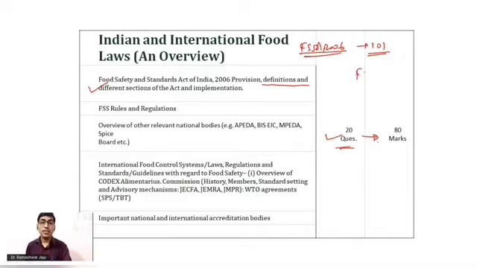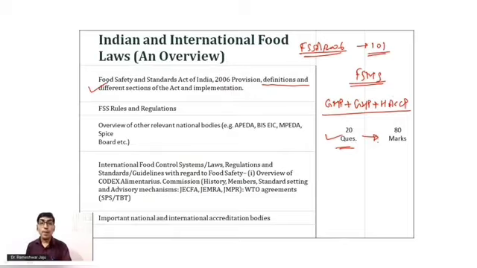When we say FSMS, I think the question is there for your today's examinations. When we say FSMS, it is nothing but food safety management system. So it is the perfect combination of three important things: GMP stands for good manufacturing practices, GHP for good hygienic practices, and HACCP, that is hazard analysis and critical control point. So the three sets of compliances are nothing but the food safety management system.